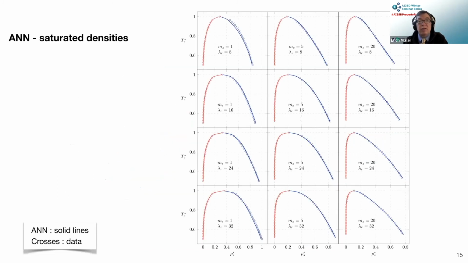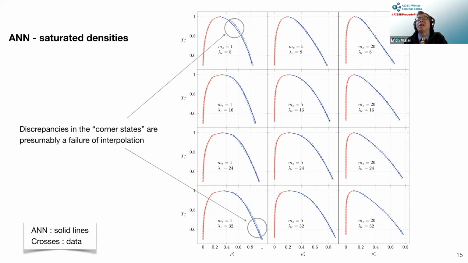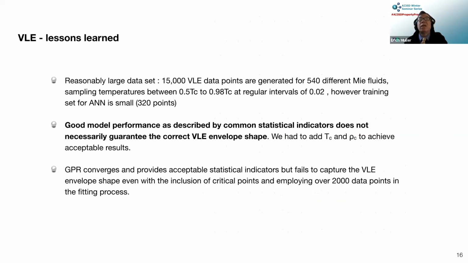If we look at the densities, we see more or less the same very nice agreement. But take a look, we zoom in a little bit, and we see that again in the corner cases, n equals 1, lambda's low, we start seeing small mistakes. And this again is the same discussion I did with the GPR in terms of the failure of interpretation at these schemes. So what did we learn?